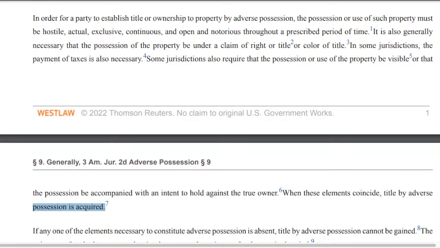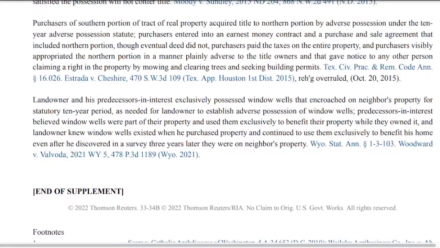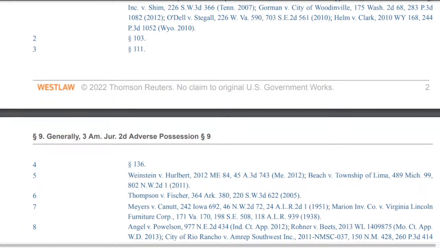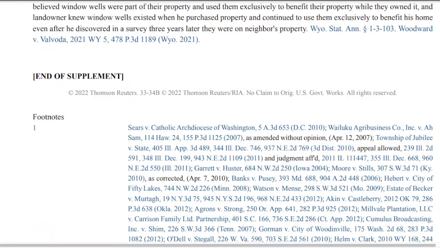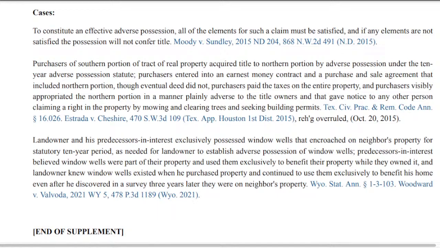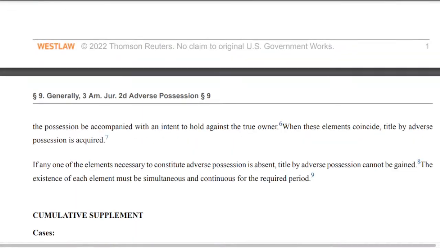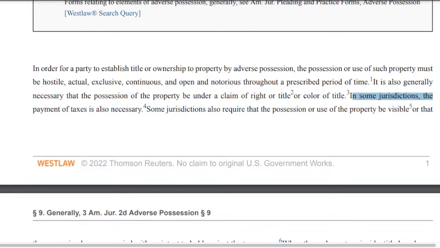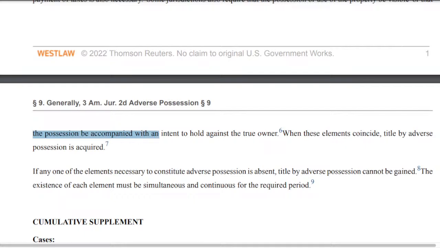So we're seeing here how this is pretty clear, that you can't be buddy-buddy with the person that has a claim or the color of title to the property. Again, in some jurisdictions, the payment of taxes is also necessary. Now, so number 4, where's that? Section 136. I'm not too sure where that's going to be. That's a little troubling there. But that's some jurisdictions. Some jurisdictions also require that the possession or use of the property be visible, or that the possession be accompanied with an intent to hold against the true owner.